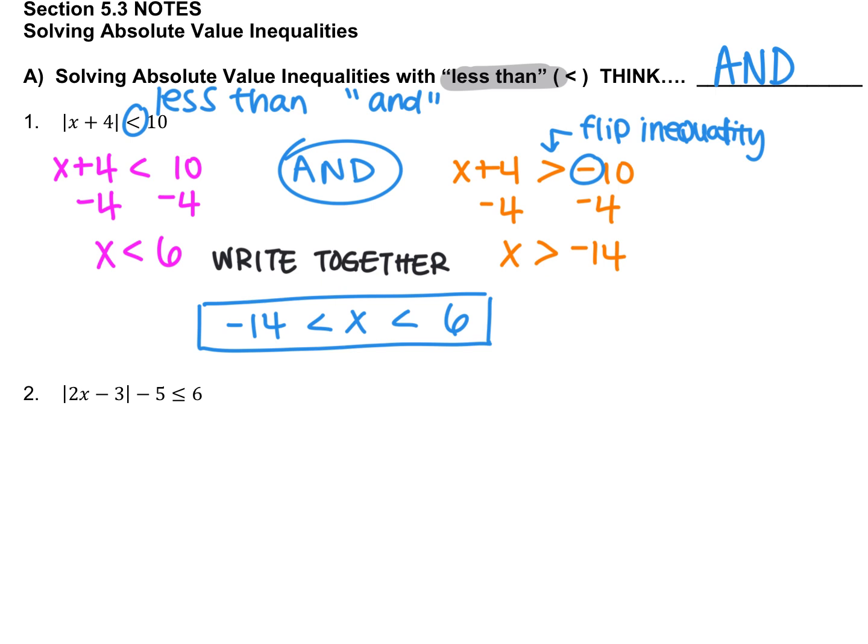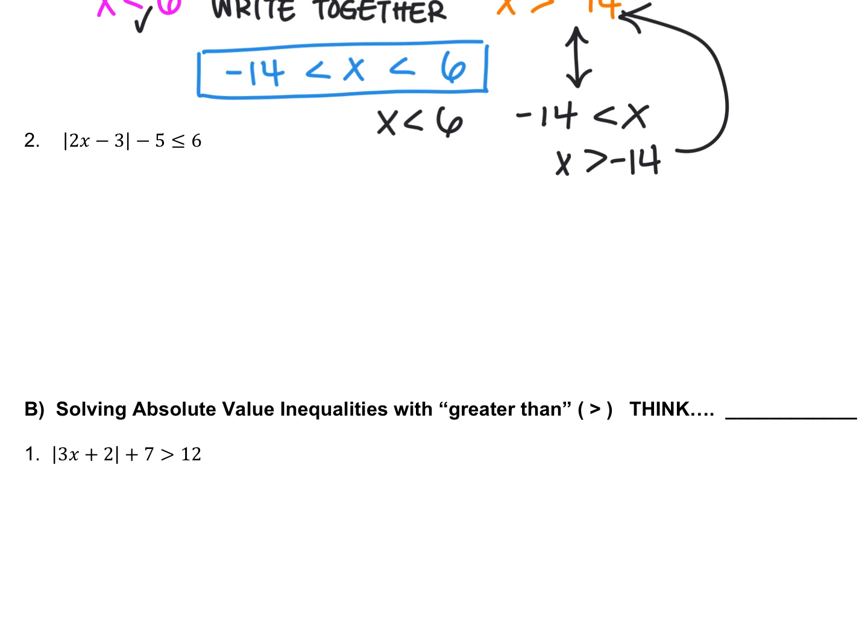What's the point of flipping? So here's another and. It's an and because I have a less than sign. Less than means and. Okay. And so my first step is going to be to isolate my absolute value. This one is not isolated. So I'm going to add my 5. And I have absolute value of 2x minus 3 is less than or equal to 11.